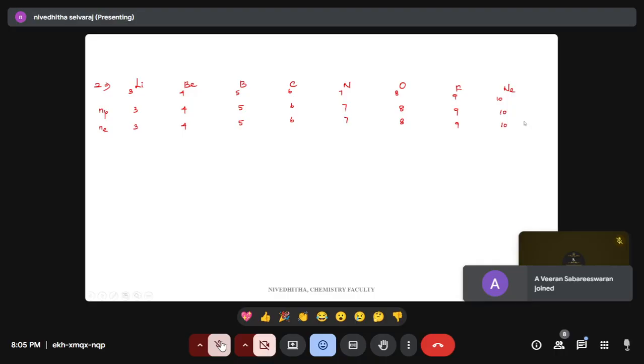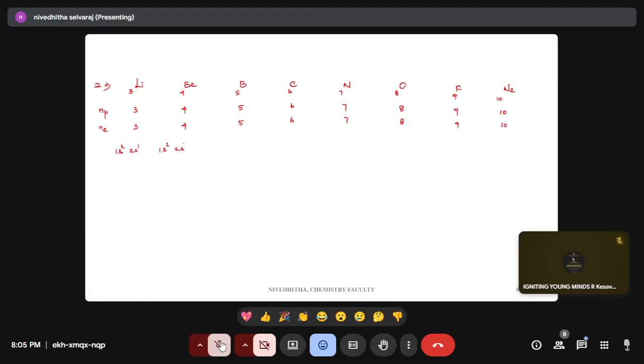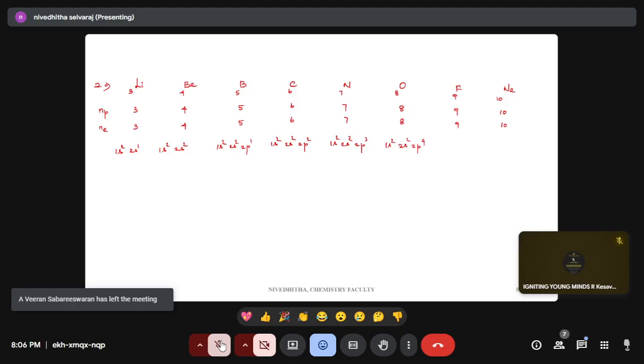Let us write the electronic configuration of all the elements. For lithium, it is 1s2, 2s1. For beryllium, 1s2, 2s2. For boron, 1s2, 2s2, 2p1. This is 1s2, 2s2, 2p2. This is 1s2, 2s2, 2p3. This is 1s2, 2s2, 2p4. This is 1s2, 2s2, 2p5. This is 1s2, 2s2, 2p6.